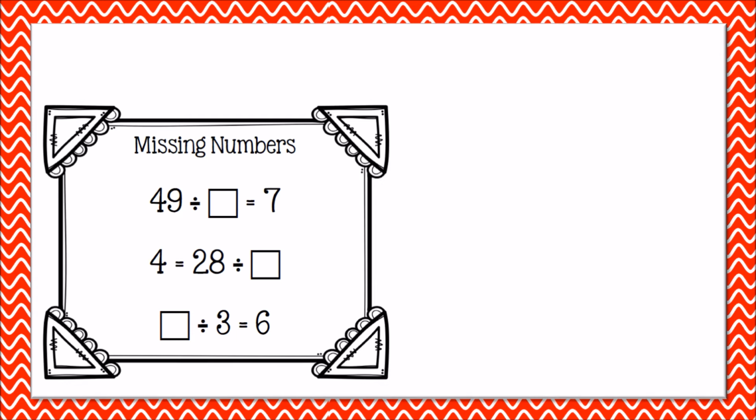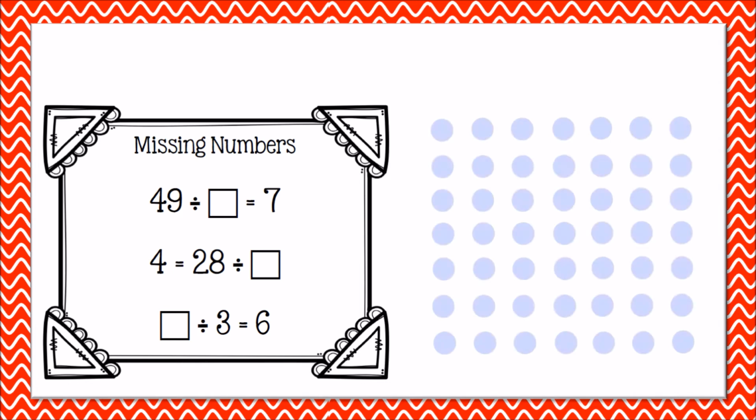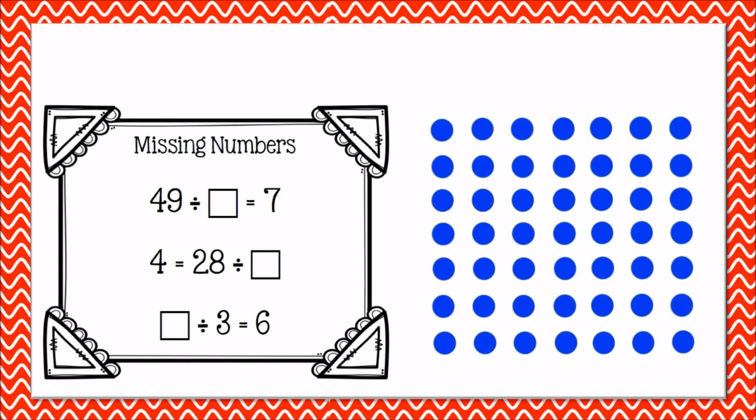Now, remember, multiplication and division are related. So if division is tricky for you, you can think of that opposite operation, multiplication. Let's start with this first problem. 49 divided by something gives me 7. Well, let's start by representing 49.